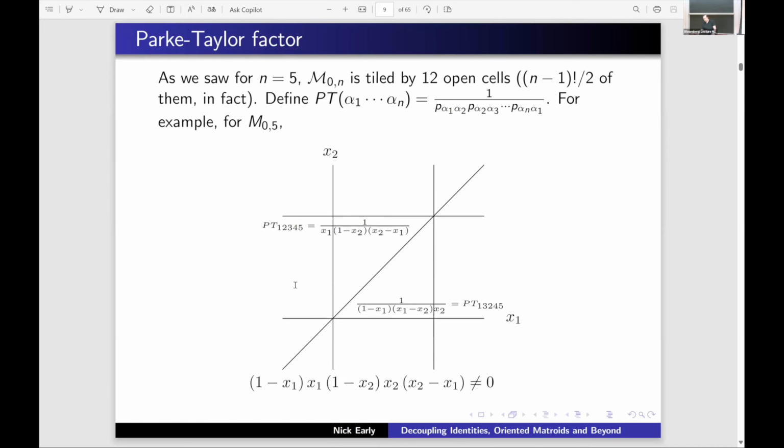And you can see from the labeling, first, these are the 1, 2, 3, 4, 5 lines. So it's the complement of 5 lines. And here we associate 2 Parke-Taylor factors, 1, 2, 3, 4, 5 and 1, 3, 2, 4, 5, to the bounded chambers, to the 2 triangles. And of course, you can do the same for the unbounded components. So you define such a function for every cell in that complement.